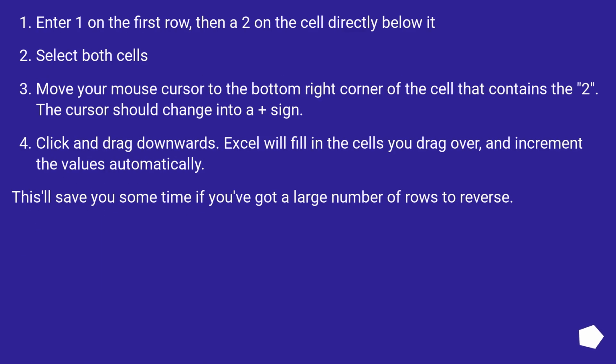enter 1 on the first row, then a 2 on the cell directly below it. Select both cells. Move your mouse cursor to the bottom right corner of the cell that contains the 2. The cursor should change into a plus sign. Click and drag downwards. Excel will fill in the cells you drag over and increment the values automatically. This will save you some time if you've got a large number of rows to reverse.